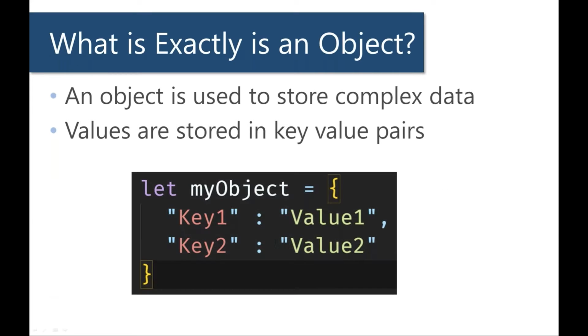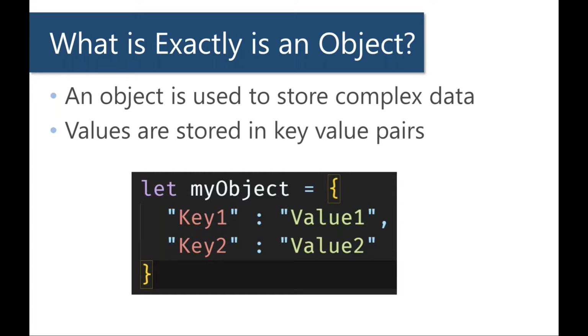So our first question that I want to answer here is, what exactly is an object? What type of information can we store in them? An object is basically a way for us to store some sort of complex data. And you can really think of an object kind of like a record. You have a single record that has multiple columns or attributes or properties that you can reference.